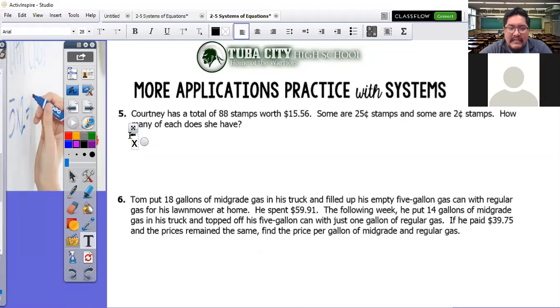So in this case, the X is the 25-cent stamp. I don't know how to put the cent symbol in there, so I'll just spell it out. I know there's a way to type the cent symbol, but I don't know how to do that. And then here, let's get the Y value. So the Y is the 2-cent stamp. So there you go, we defined our variables. So now we know what we're looking at.